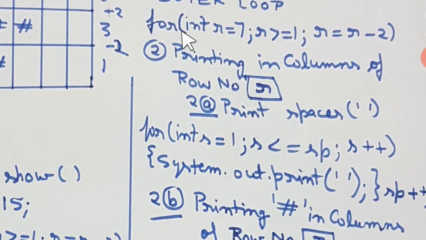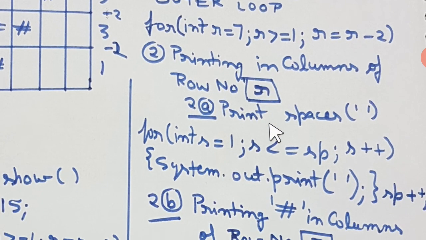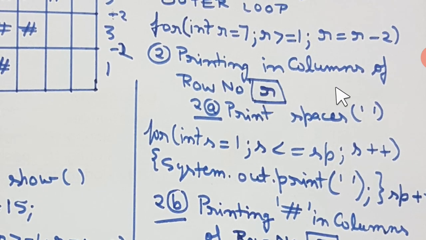Let me tell you first about this. For int r equal to 7, r greater than equal to 1, and then r equal to r minus 2. So whatever I have told you here has been implemented in the form of a loop. That is going to be the outer loop, and then the second one is printing in the columns. When we print in the column, that will be the column of row number r. I purposely wrote r because r will be initially 7, then 5, then 3, and then 1. So that's why I've written a general thing. There is a loop variable r.